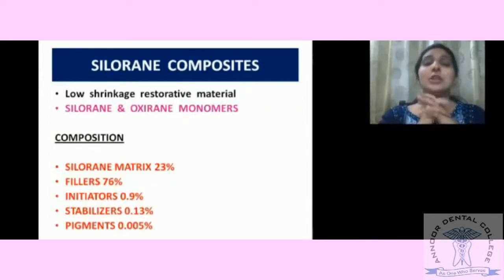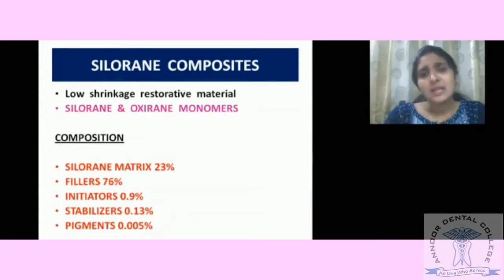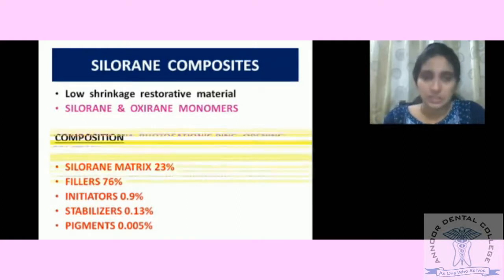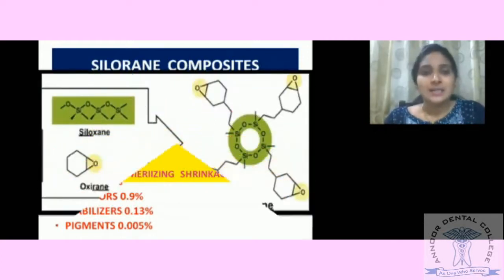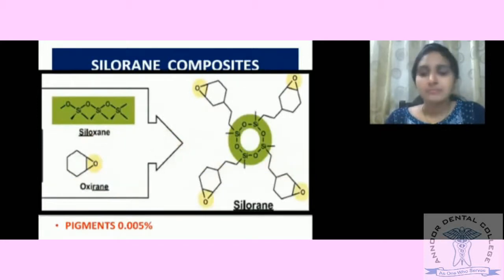Silorane composites. It's a low shrinkage restorative material. It combines the properties of siloxane and oxirane monomers. The mechanism is that it uses a photocationic ring opening mechanism. The composition includes silorane matrix, fillers, initiators, stabilizers, and pigments in various percentages. As I told earlier, it polymerizes through a photocationic ring opening reaction. A very important property of the silorane composite is minimal polymerization shrinkage, that is 0.9%. This is the photocationic ring opening mechanism.